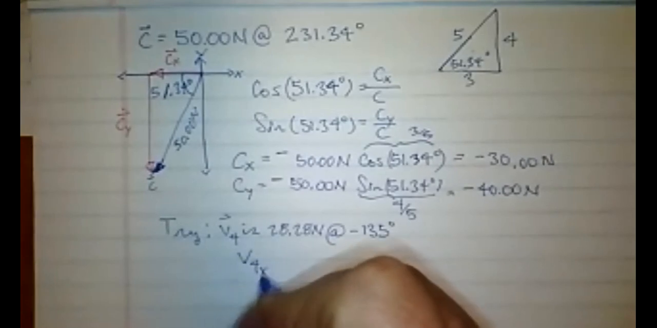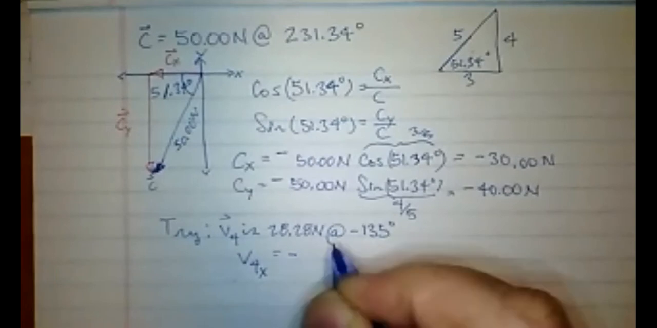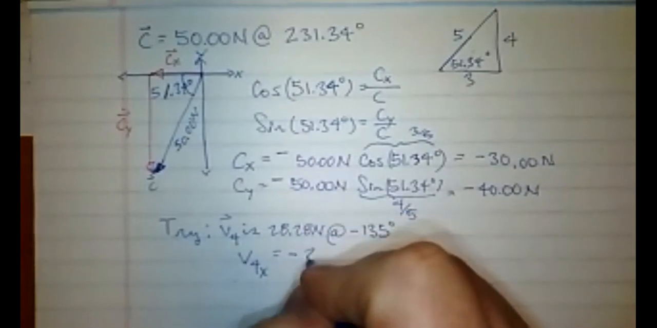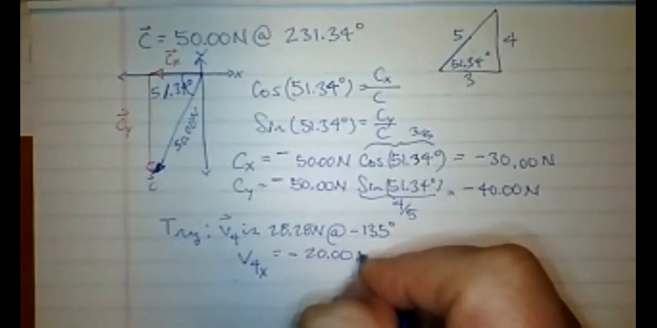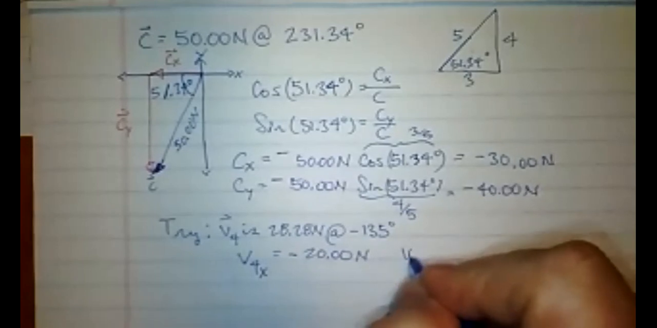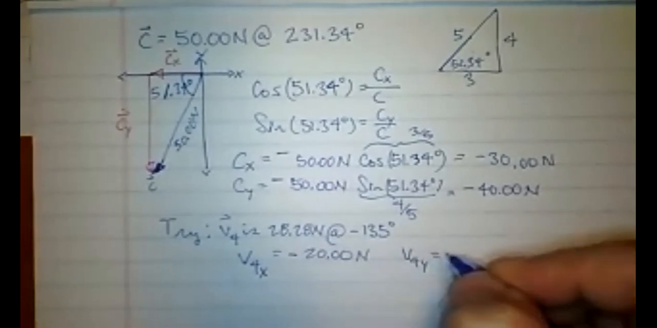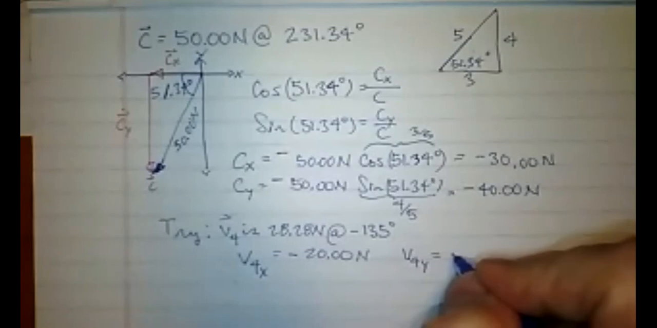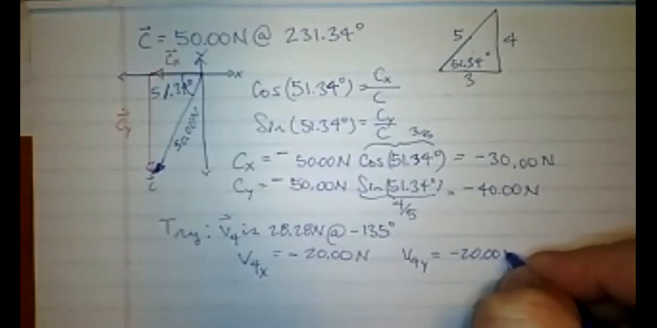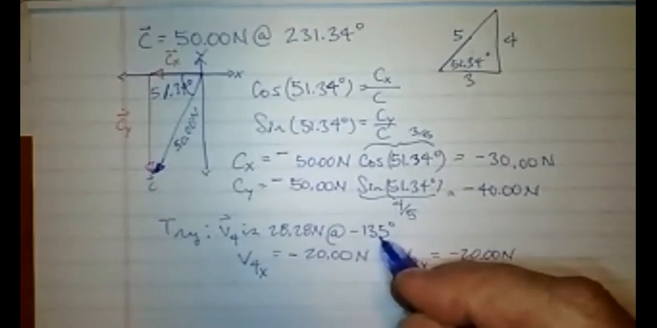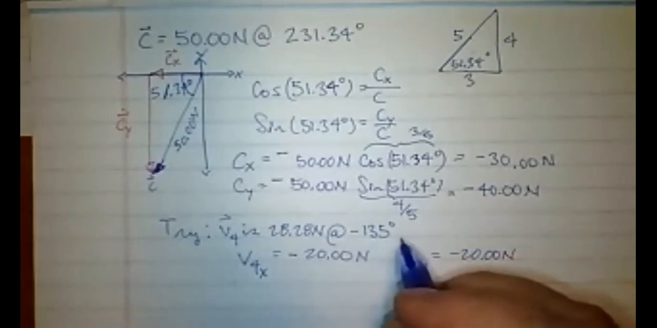So V4 sub x is going to be, again, a negative, and in this case, I got 20.00 newtons. And V4 sub y, again, is a negative. In this case, I got negative 20.00 newtons, which is what you expected when I told you this 135 is basically 90 plus 45.